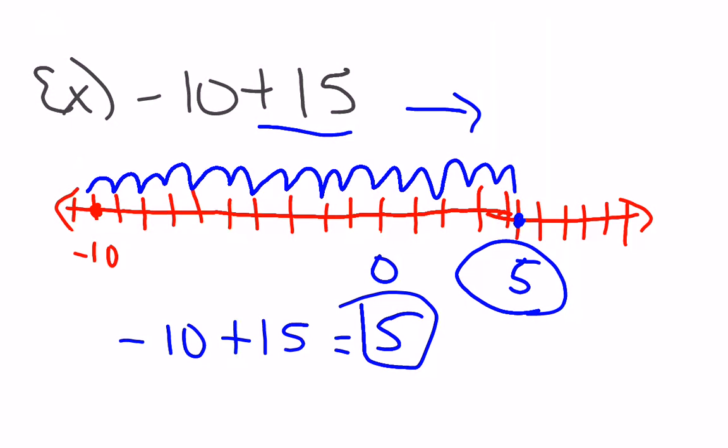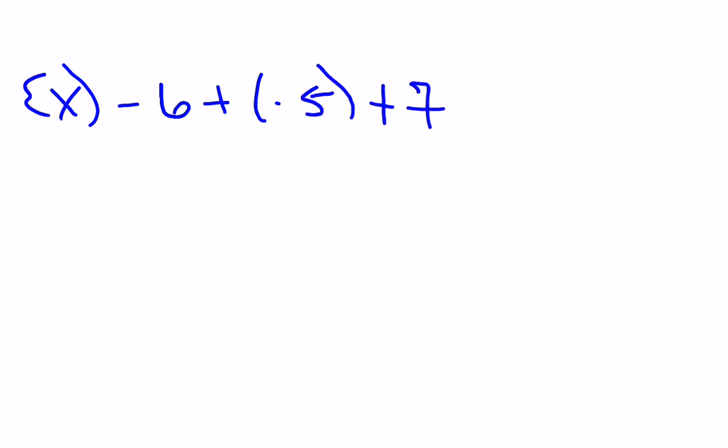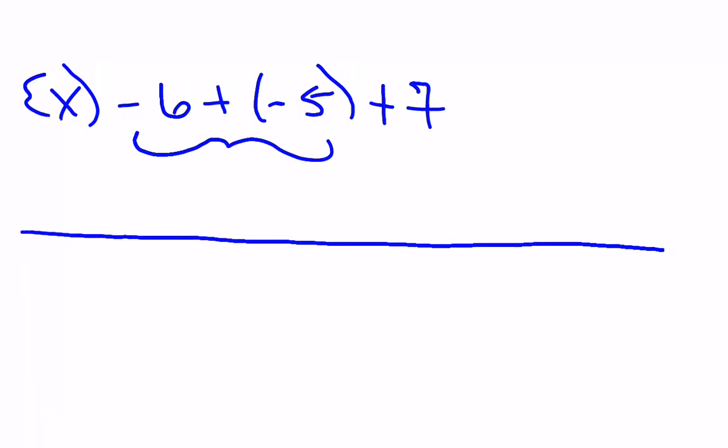So a number line can be extremely useful in these cases. All right, next example, negative 6 plus a negative 5 plus 7. So again, we do this in pieces. Negative 6 plus a negative 5. Again, you can use a number line. That's totally fine. Also remember that there's some other tricks to this that we can use, and I'll talk about those in just a second.